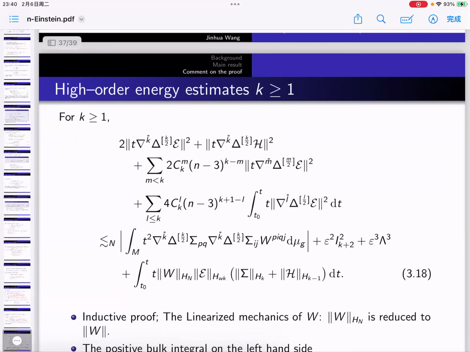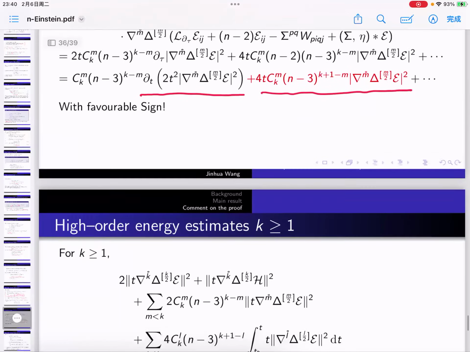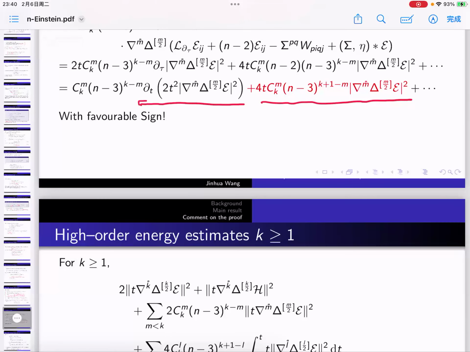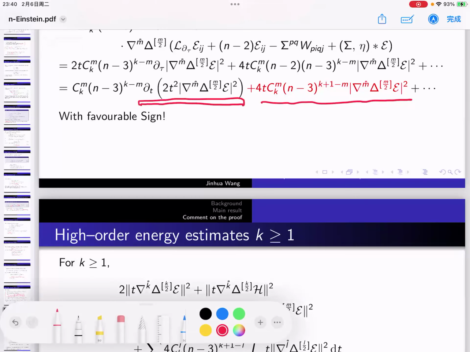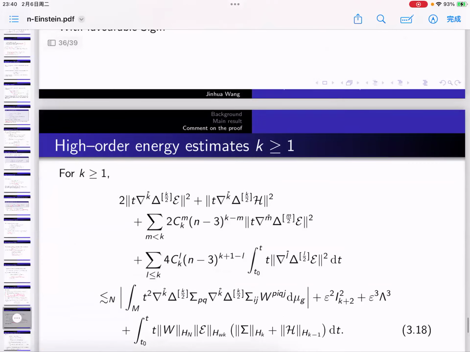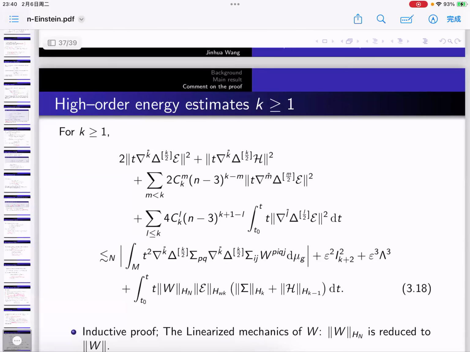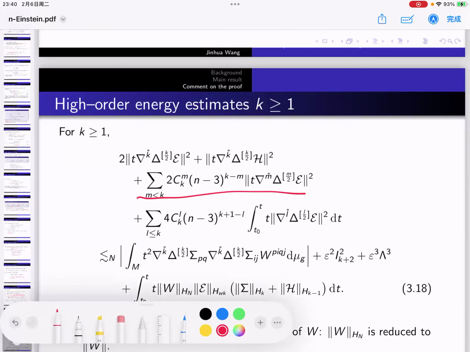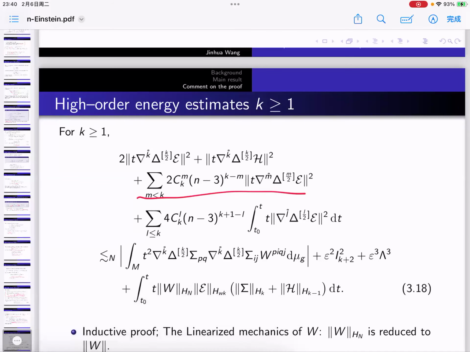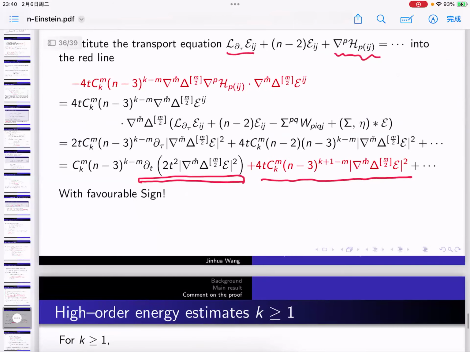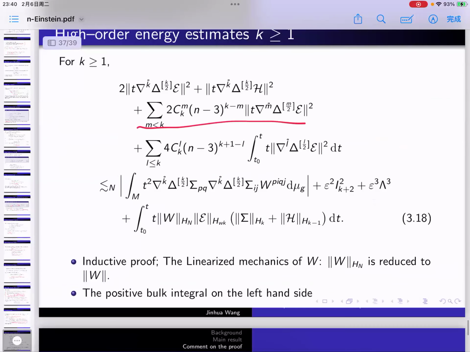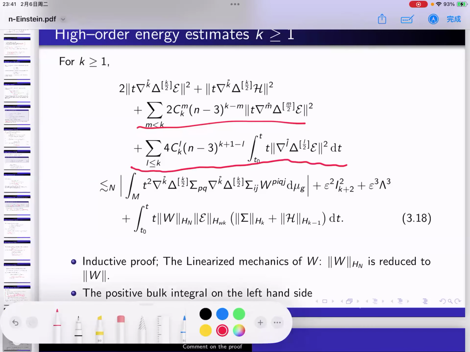This is a favorable sign, and so we have the higher order energy estimate in this energy inequality. This sign is good, so we got some additional energy term, and because of the good sign of this R term, we got some additional bulk integral.